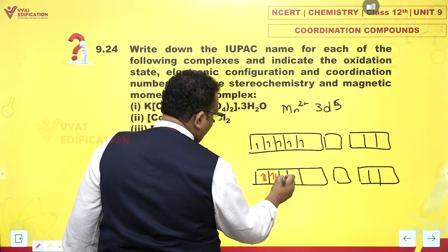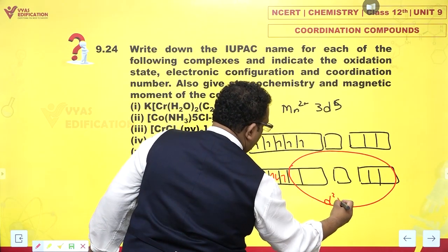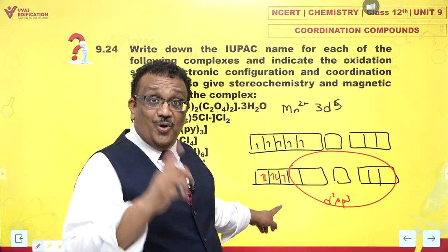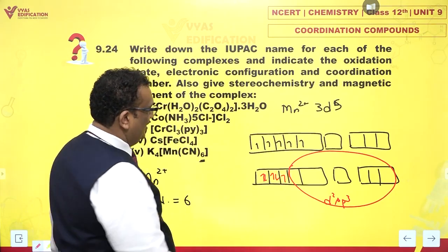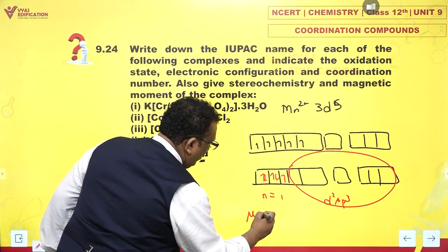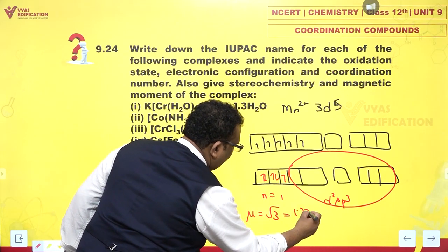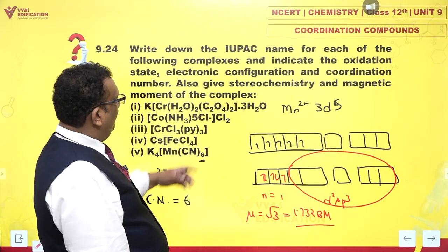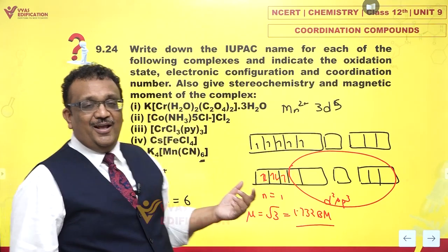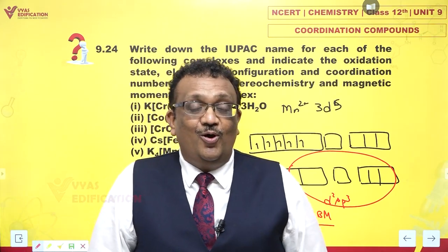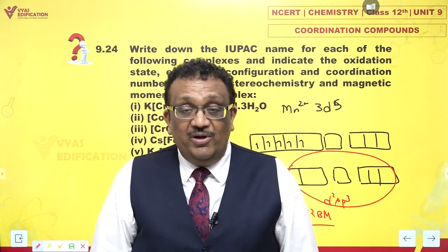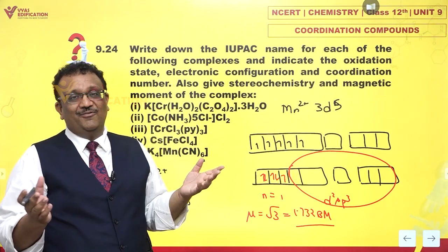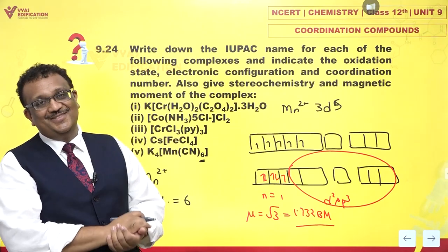In the complex, this is what you get: 1, 2, 3, 4, 5. And then you have d2sp3 hybridization. Although it's a low spin complex, you are still left with one unpaired electron, as you can see. So the number of unpaired electrons is 1, and mu would be root 3, which is 1.732 Bohr magneton. What about stereochemistry? All 6 cyanide ions are identical, so there is no scope for geometrical or optical isomerism. Nonetheless, geometry is octahedral around manganese. This is the complete description as expected from us for these complexes. Fascinating question.